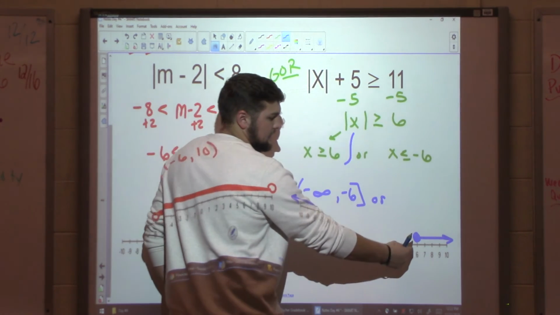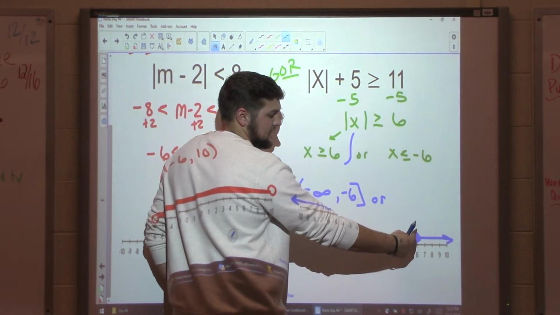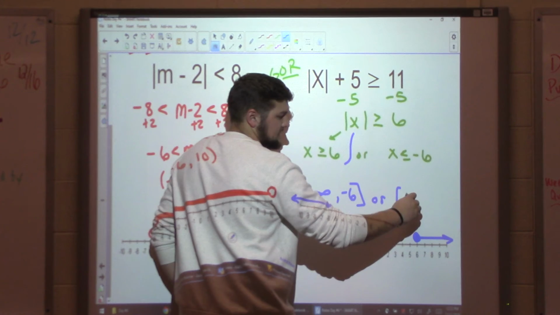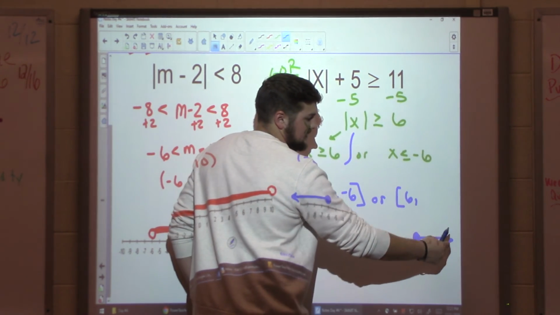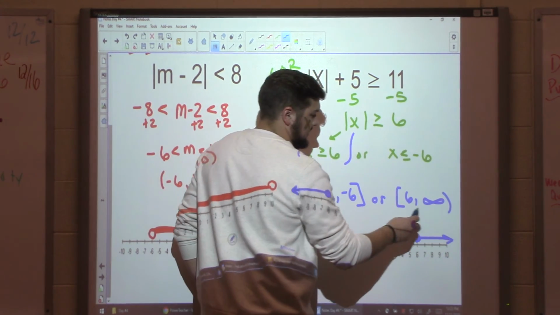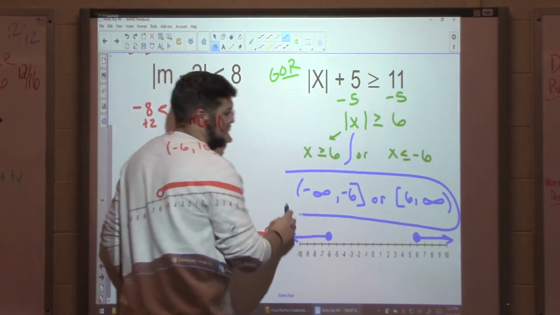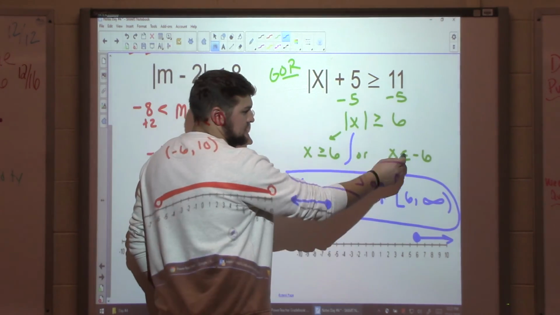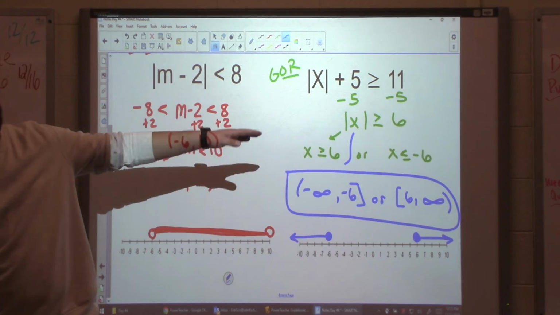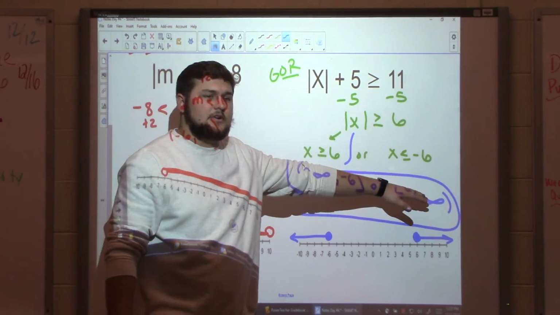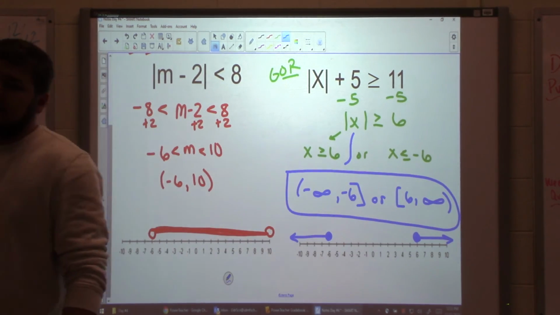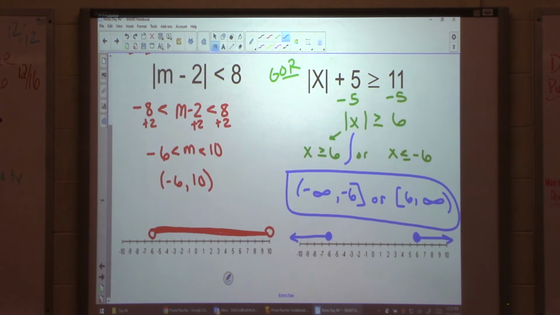Or, what about this side of my graph? What's the smallest number? 6. And where's it going? Positive infinity. So that's how I write an interval notation. Now they actually switch sides, right? The negative 6 one on the left, positive 6 is on the right here. But I worked off the graph. Okay? Does that make sense?